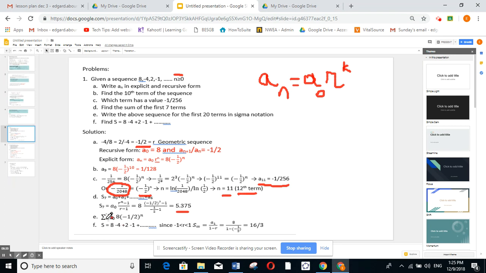So 19 minus 0 plus 1 is 20. So I have 20 terms here. So I write 8 times (minus half) to the power n, which is the explicit form. Then they want the sum at infinity.